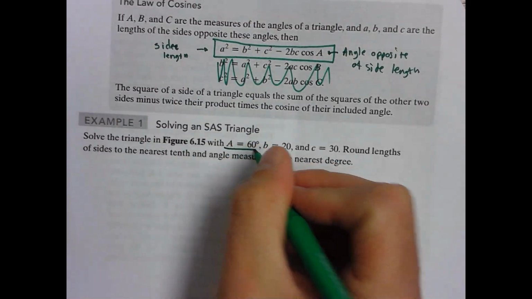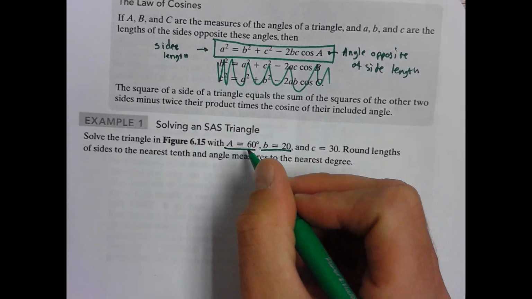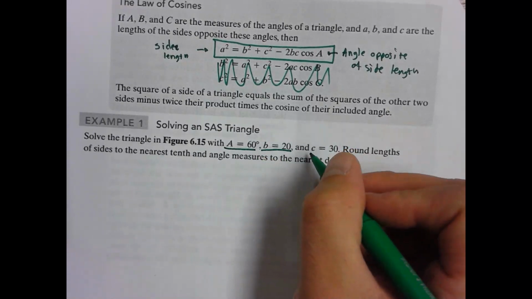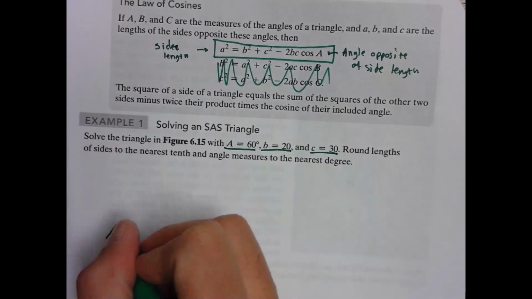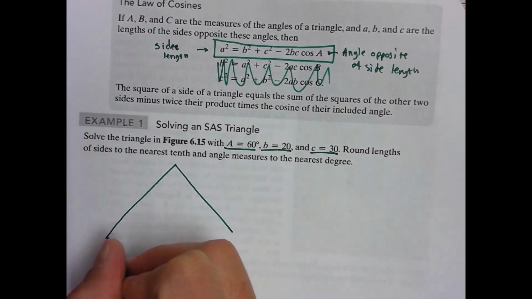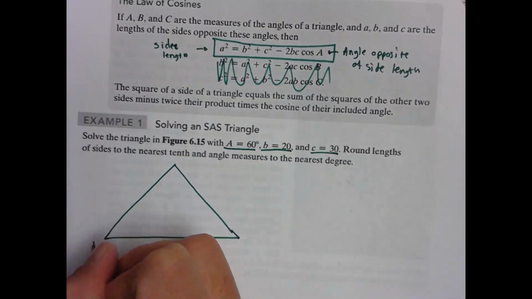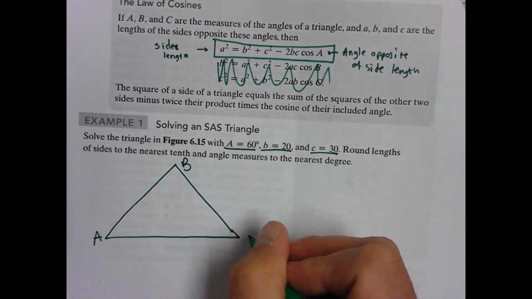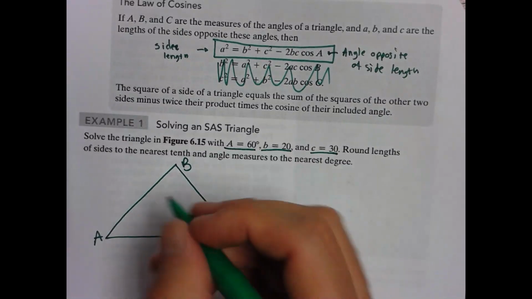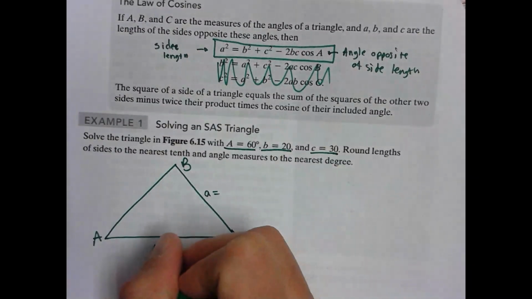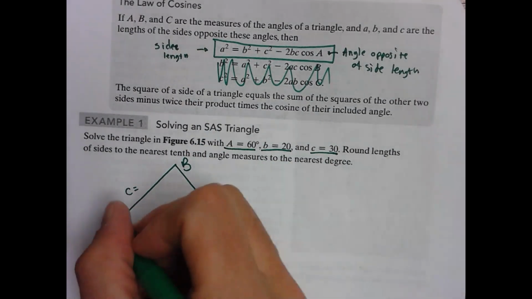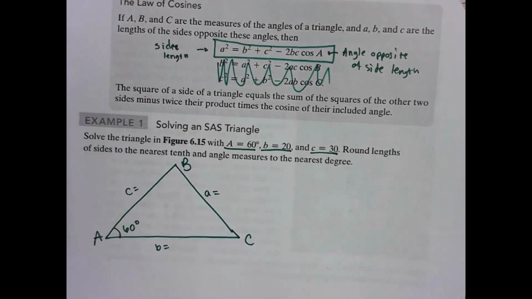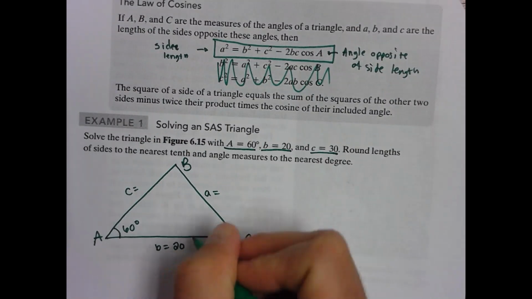So, our first triangle, we have an angle A of 60 degrees, a side length of B of 20, and a side length C of 30. So I'm just going to draw that generic triangle, labeling the corners or vertices as uppercase A, B, and C, and the opposite sides, lowercase letters of A, B, and C. And then based on the description, we have the 60-degree angle at angle A. We have B to be 20 and C to be 30.